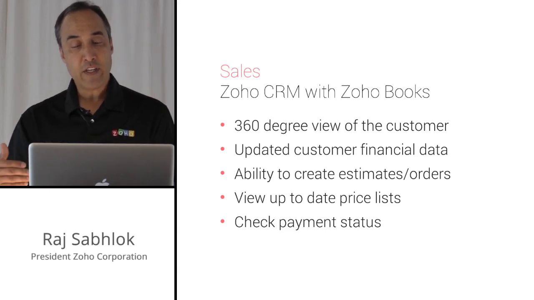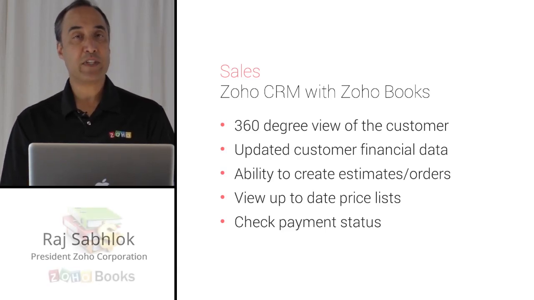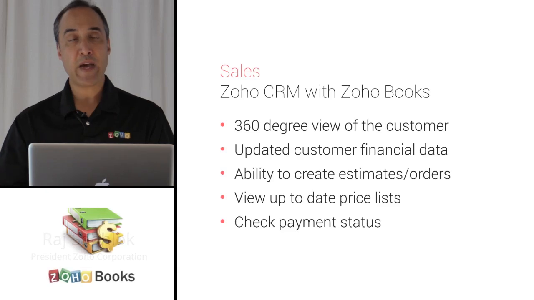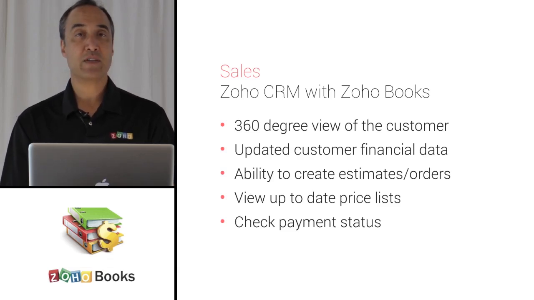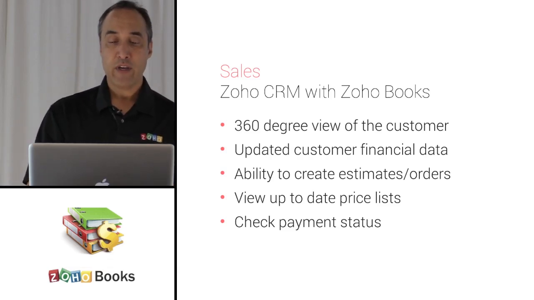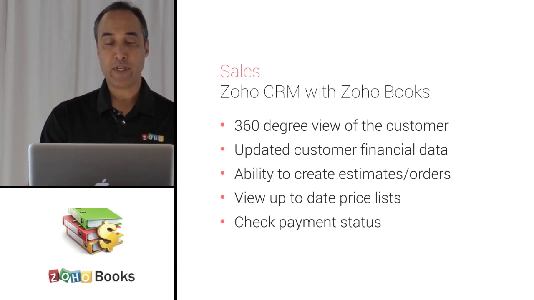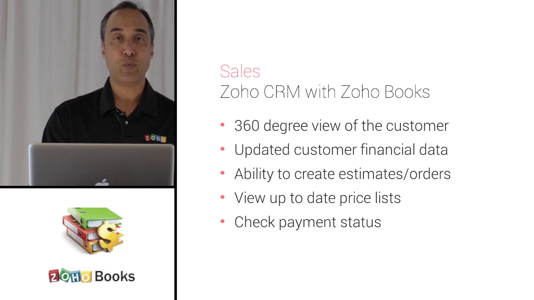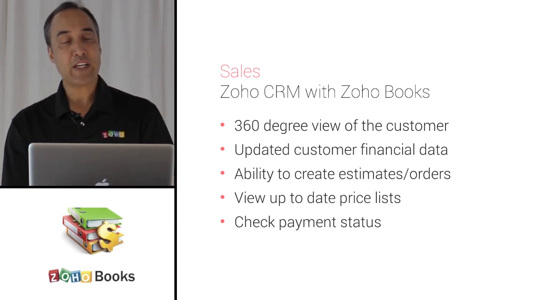Additionally, they didn't have the ability to create estimates and orders that would automatically be populated into the finance system or accounting system. And as we discussed earlier, one of the biggest causes for disparate numbers between these two systems is that information has to be rekeyed into both applications. By integrating Zoho CRM and Zoho Books, we eliminate the rekeying of information.